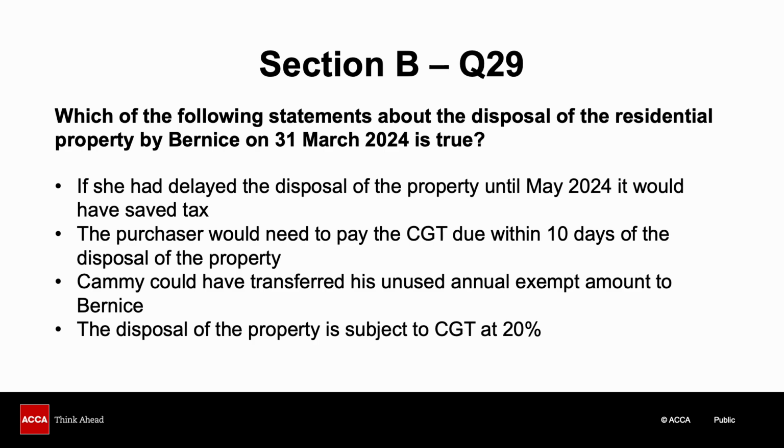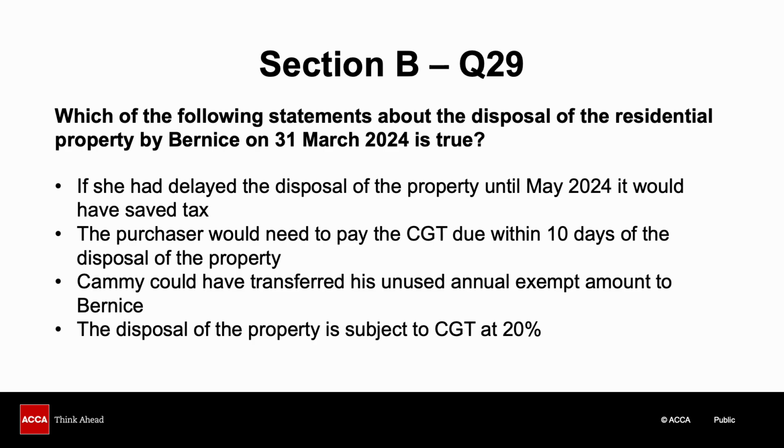We can definitely rule out the purchaser needing to pay the CGT due within 10 days of the disposal of the property, because actually it is 60 days, not 10 days. The disposal of the property is subject to CGT at 20%. It's a residential property, so no, it's not. It is subject to tax at 18 or 28%, so you can immediately rule that one out. And what about the annual exempt amount? Cami, the husband, could have transferred his unused annual exempt amount to Bernice. Absolutely not. You cannot transfer annual exempt amount between people. So actually that leaves us with statement number 4.